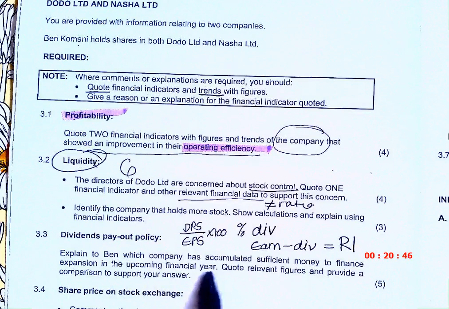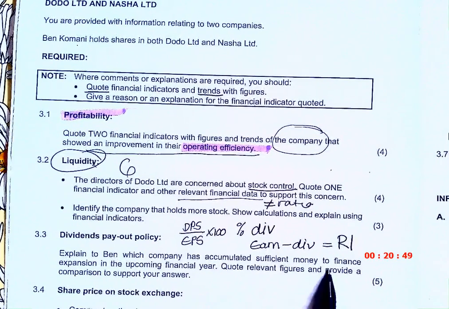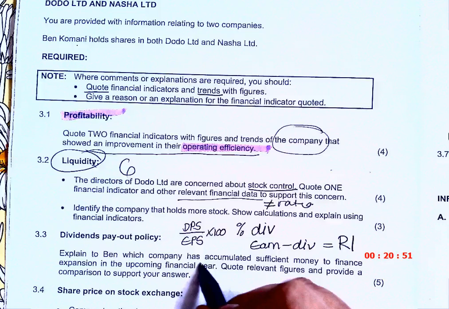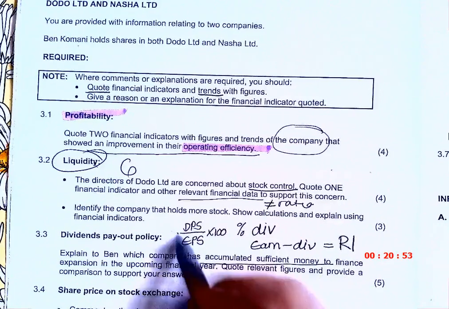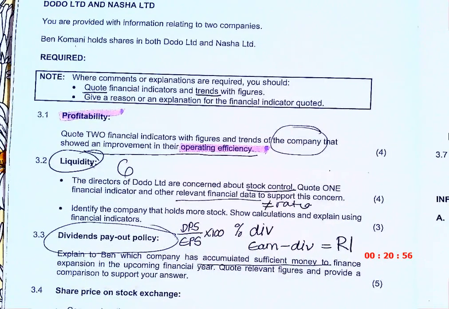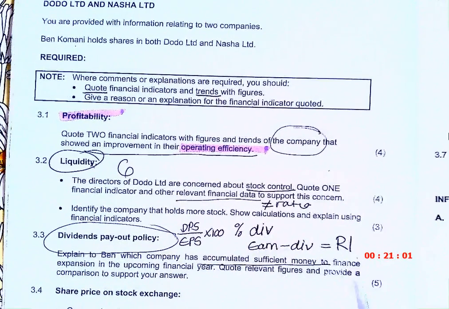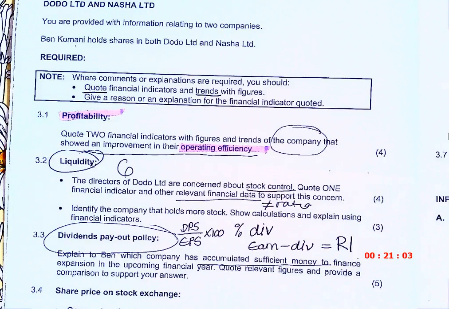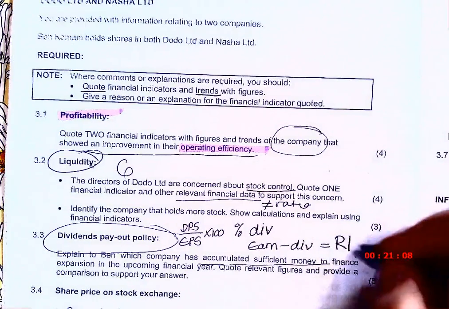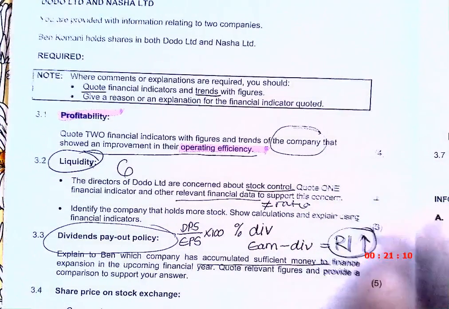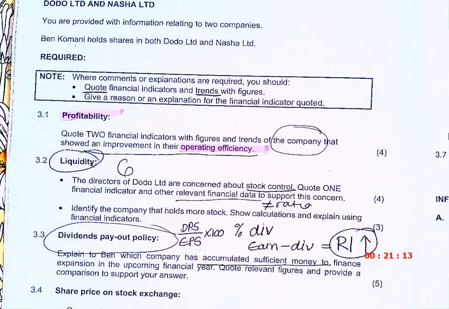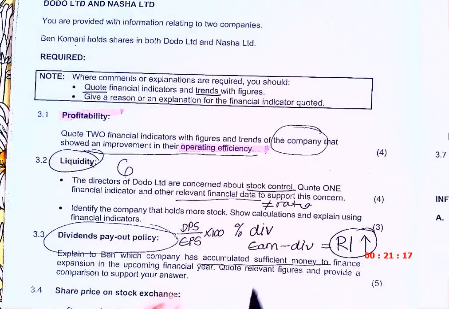Explain to Ben which company has accumulated sufficient money. So how do you accumulate money through a dividend payout policy? Would it be by paying out dividends or by keeping retained income? So can you see, they don't want you to comment on the dividends. They want you to comment on the retained income that increased. So which company is now suddenly retaining more funds? Right? Quote relevant figures, blah, blah, blah.